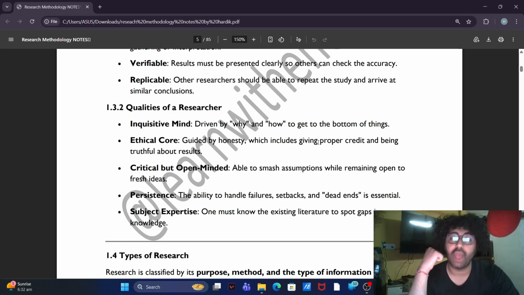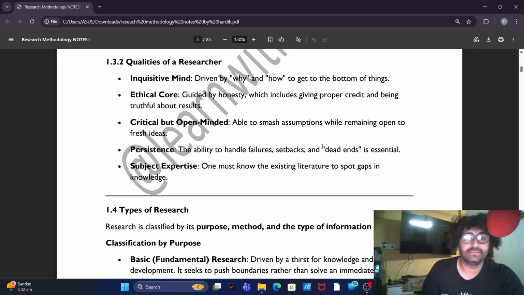Inquisitive mind: driven by why and how to get to the bottom of things. Ethical core: guided by honesty, which includes giving proper credit and being truthful about the research. Critical but open-minded: able to smash assumptions while remaining open to fresh ideas. Persistence: the ability to handle failures, setbacks, and dead ends is essential. Subject expertise: one must know the existing literature to spot gaps in the knowledge.